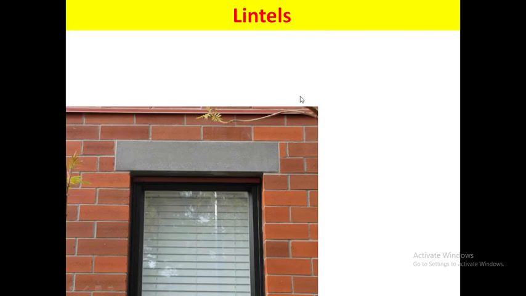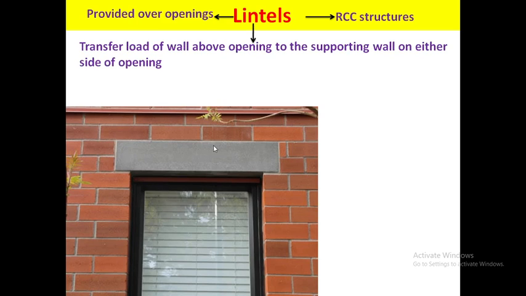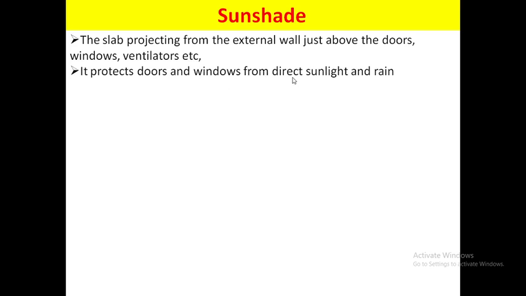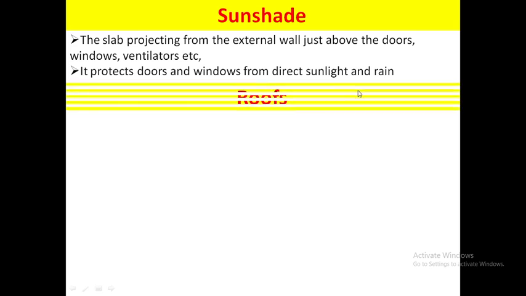Then lintel. Lintels are reinforced cement concrete structures provided over the openings such as doors, windows, etc. and are used to transfer the load of the wall above the opening to the supporting wall on either side of the opening. Then sunshade. The slab projecting from the external wall just above the doors, windows, ventilators, etc. is called a sunshade. It protects doors and windows from direct sunlight and rain.